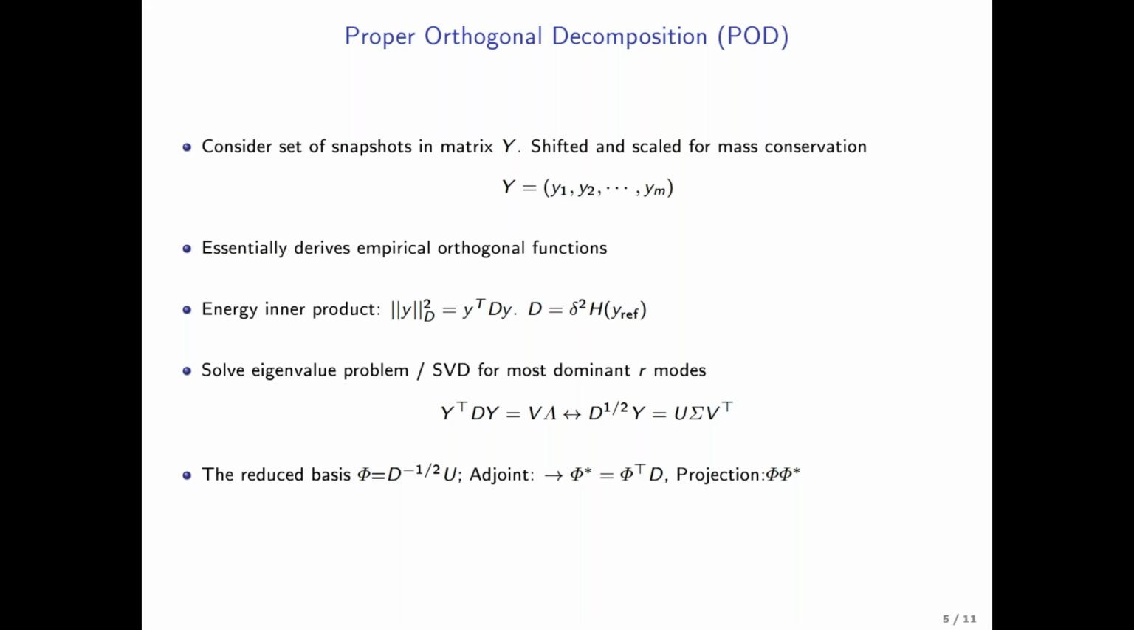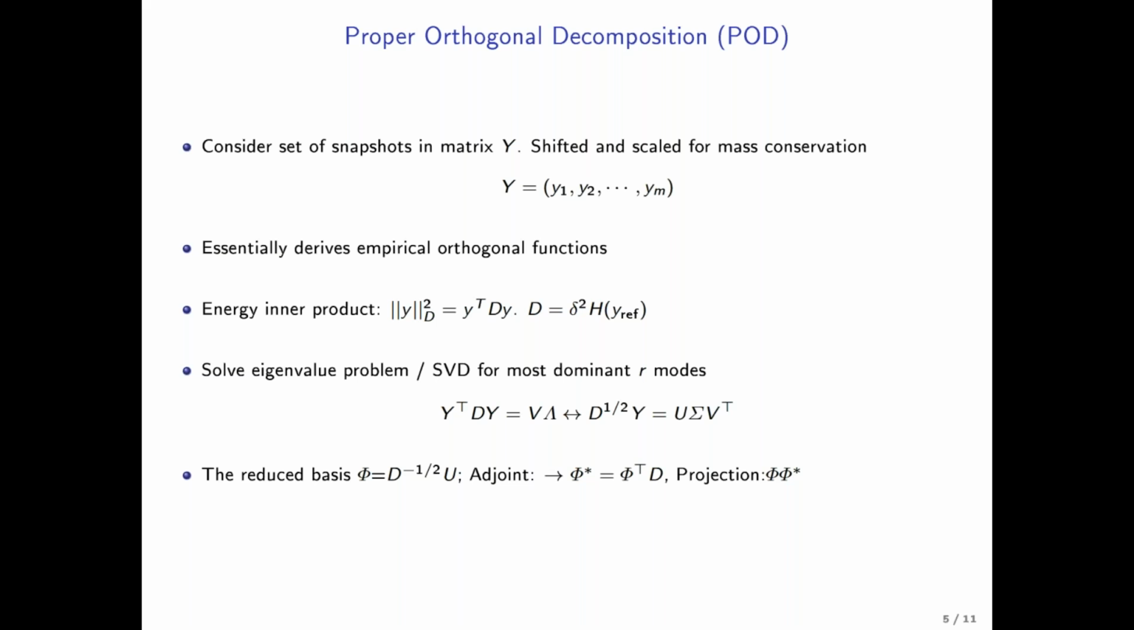So the first step is you run your high fidelity simulation, which can just be MPAS or E3SM, and you get some snapshots, which are just solutions at different times, possibly from different runs with different parameters, and you arrange them in a snapshot matrix, this big Y here, and you can shift and scale them to ensure mass conservation, so that's not an issue. And then you essentially derive empirical orthogonal functions, which include setting up some SVD or eigenvalue problem and finding the R most dominant modes, which can be the eigenvectors or the singular vectors.